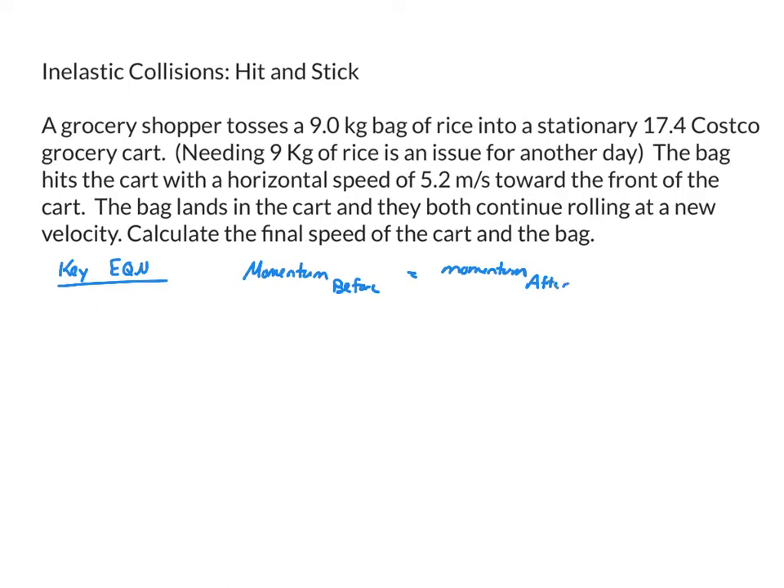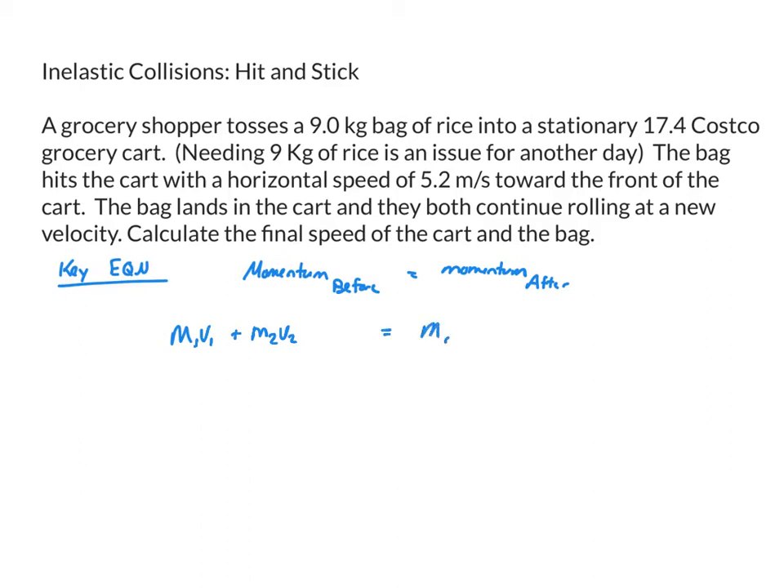To do this, we're going to need to take advantage of the conservation of momentum equation, which states the momentum before the collision is equal to the momentum after the collision. Or in other words, the mass times velocity of the first object plus the mass times the velocity of the second object is equal to the combined masses.